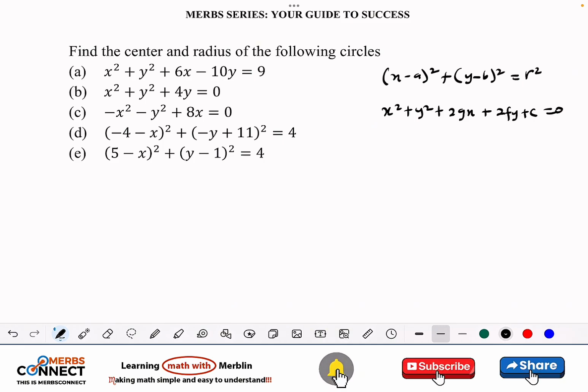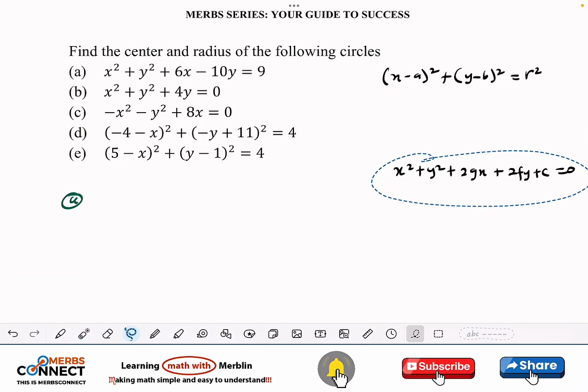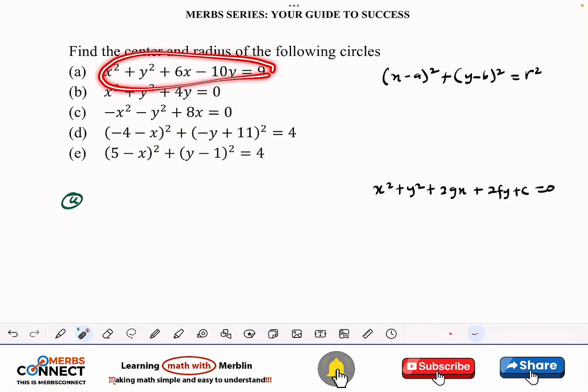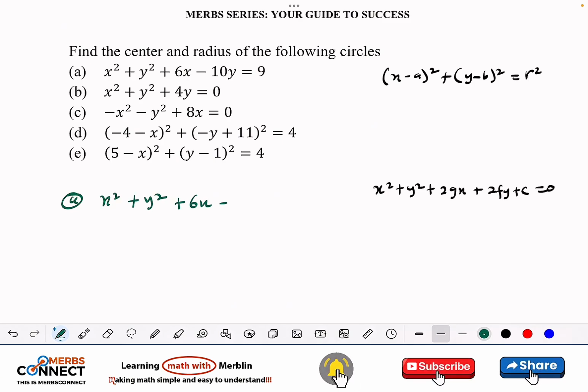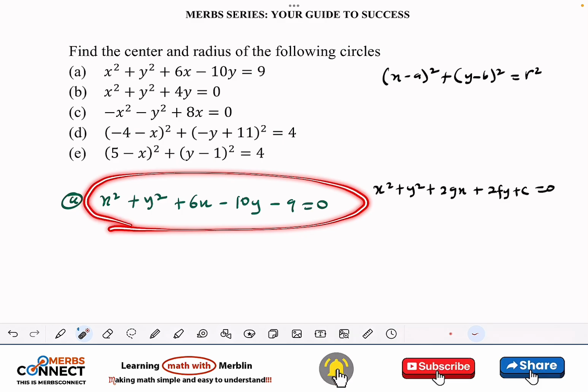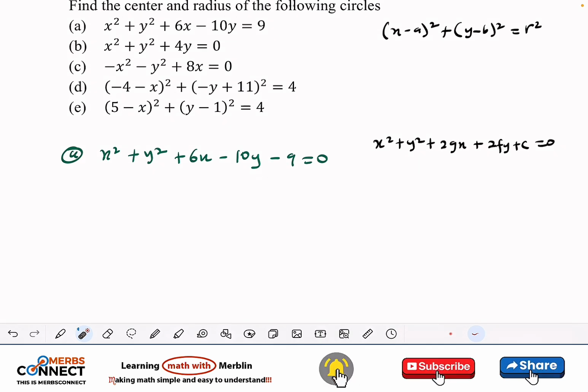Let's go to part A. Since we are thinking this way, it means that the question is asking us to find the center and radius. I need to make sure that my equation is of this form. So it can be written as x squared plus y squared plus 6x minus 10y minus 11 is equal to 0. This is what I'm going to get at the end of the day. Now I'm trying to figure out my g, f and my c, and then I'm done.